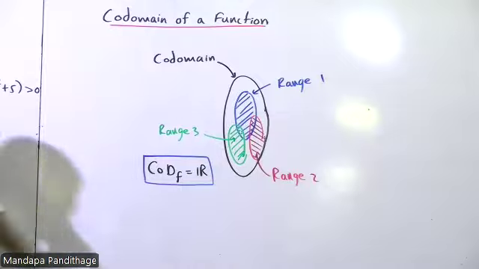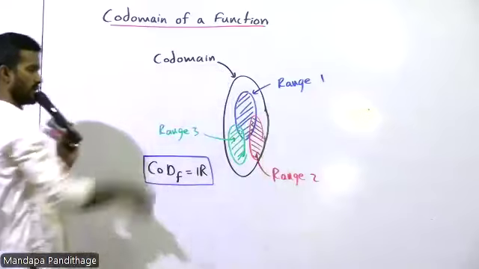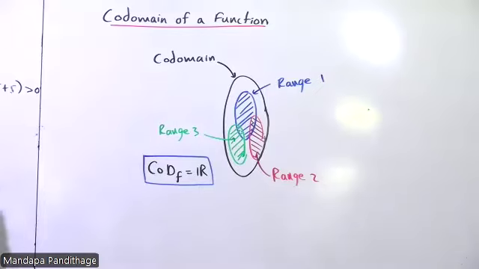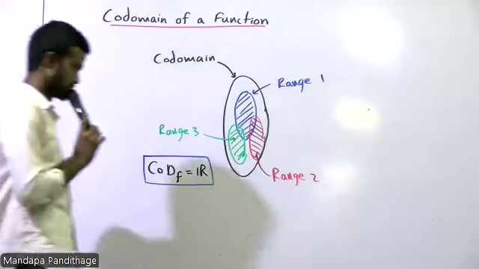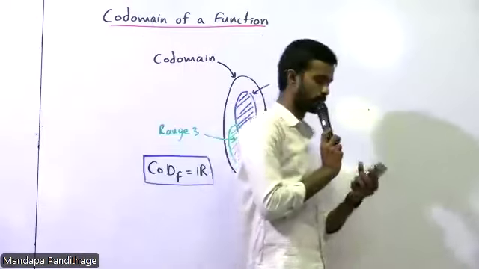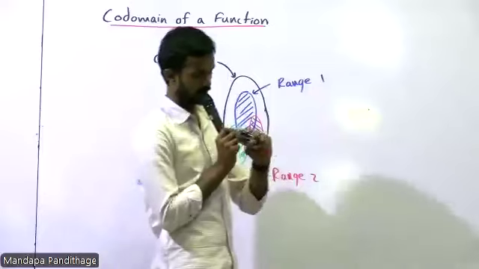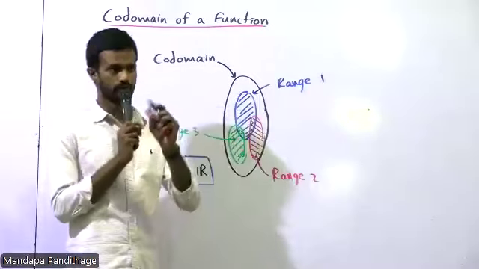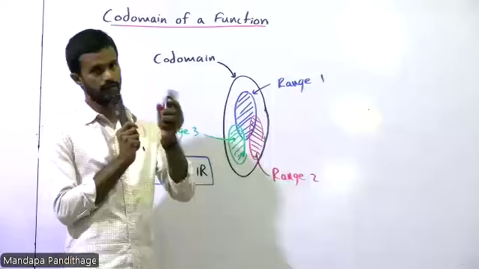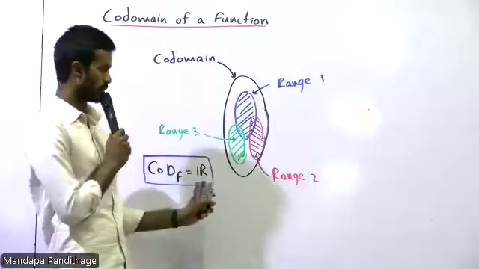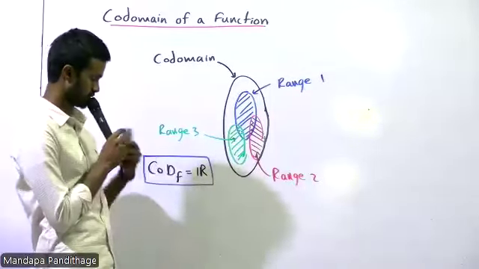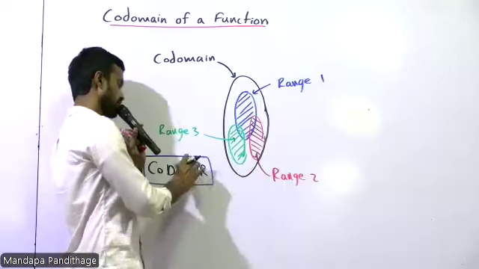Okay, then just draw this diagram, mark a few ranges. Whatever the range we get, it should be a subset of the codomain. Keep in mind, if you get a question in your exam at school, you can't find the codomain. Write the codomain, just write the codomain is equal to R.